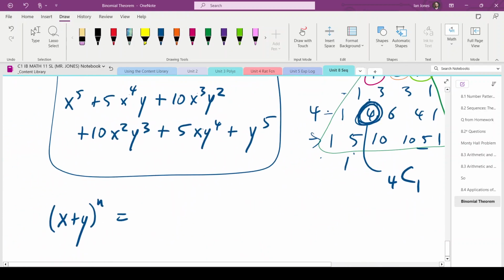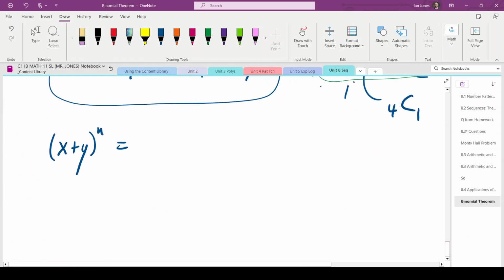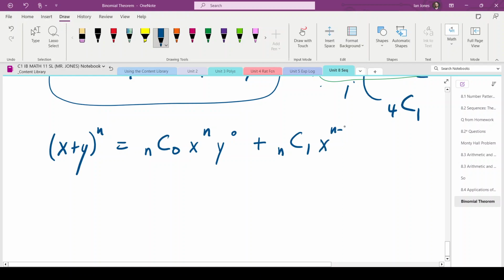So what does this mean in terms of binomials? Well, it means that we can expand a binomial in terms of choose notation. This is n choose 0, x to the n, y to the 0 if you will, plus n choose 1, x to the n minus 1, y to the 1, plus n choose 2, x to the n minus 2, y to the 2, plus, you see the pattern?